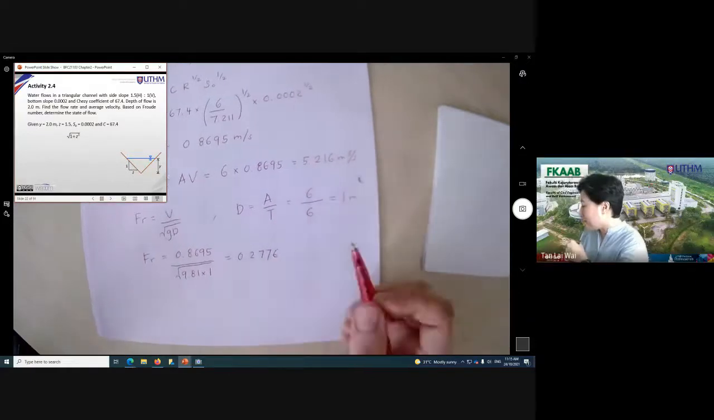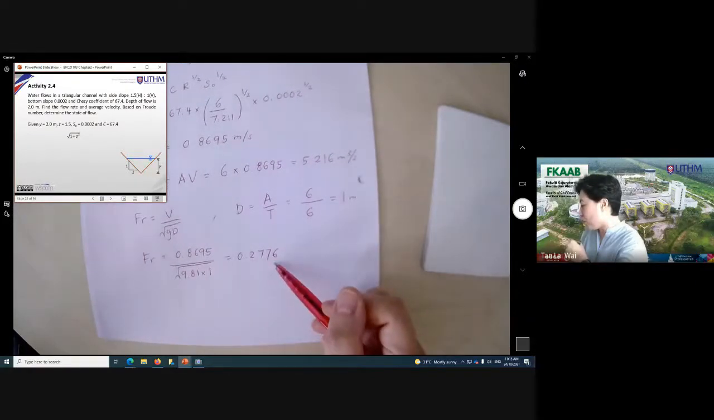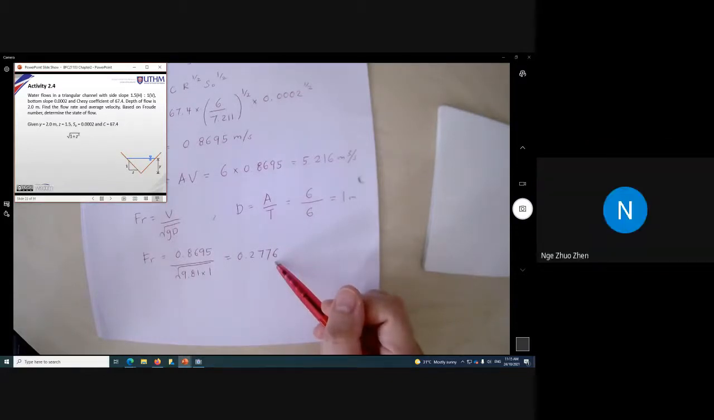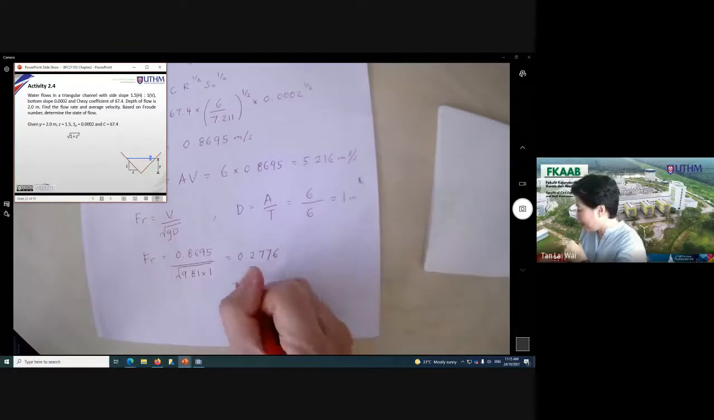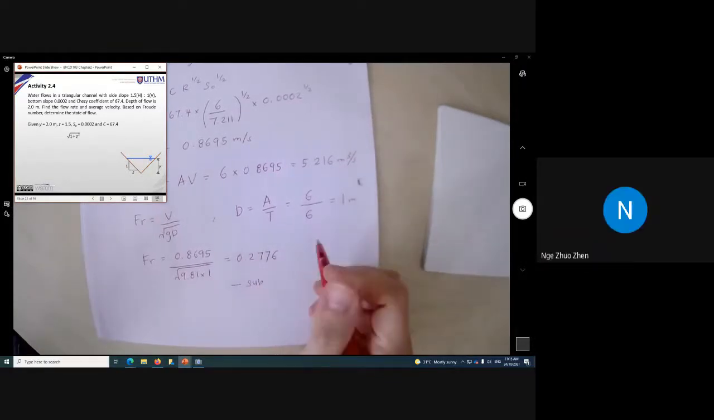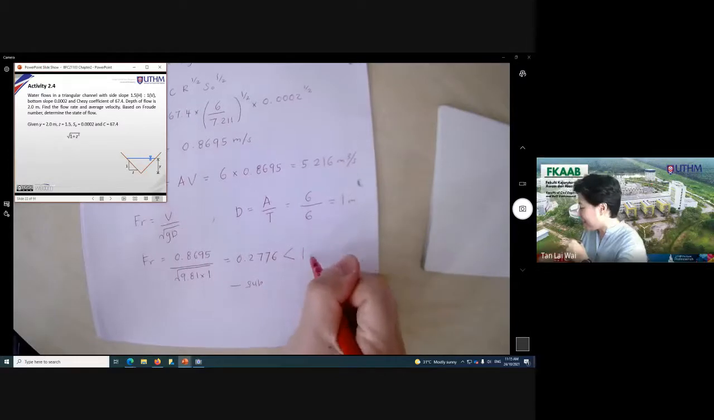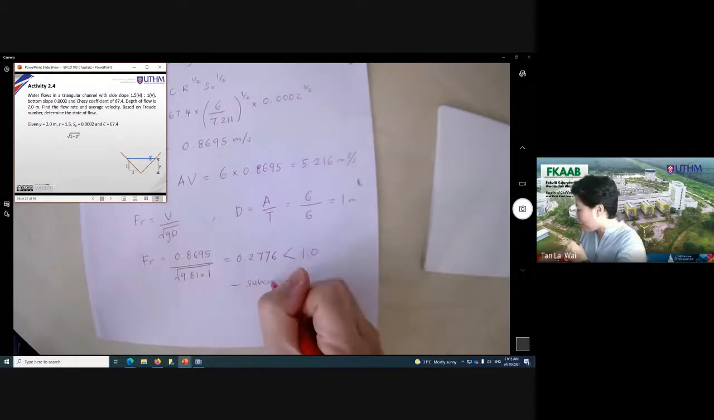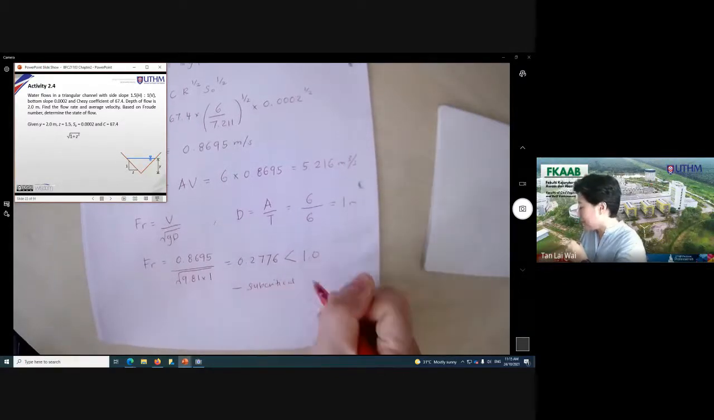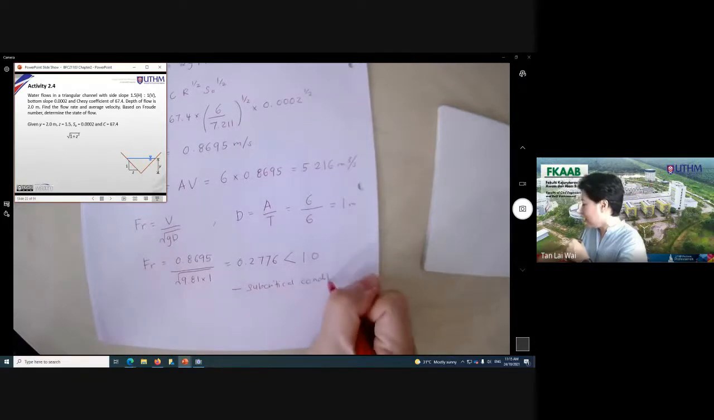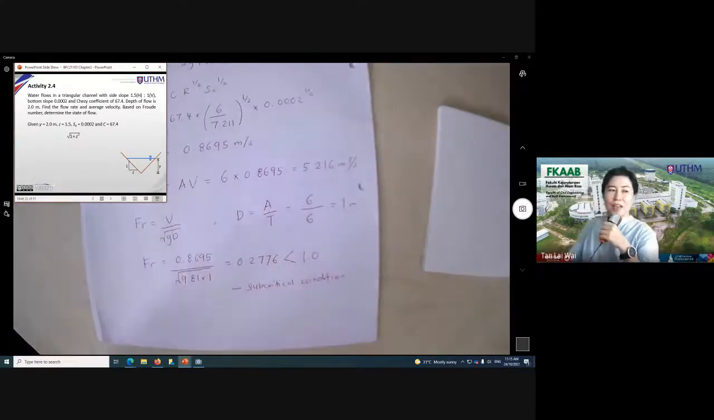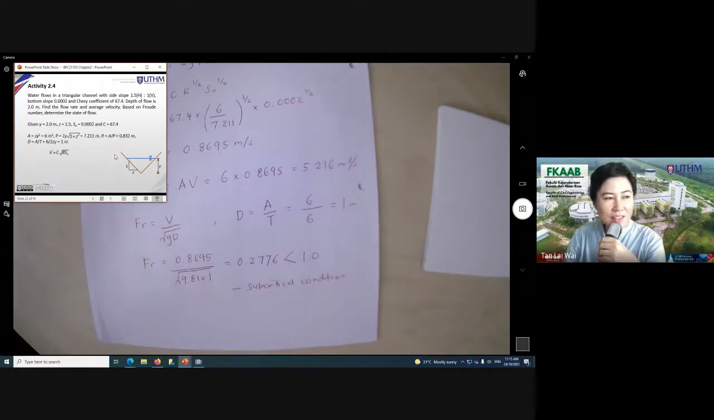Now, if I ask you to classify the state of flow, what state of flow is it? It is subcritical state. Why? Because it's less than 1. Okay, great. Thank you. So less than 1 is subcritical condition. Okay, thank you. So there you have it. Simple, straightforward. Okay, let's look at the next.